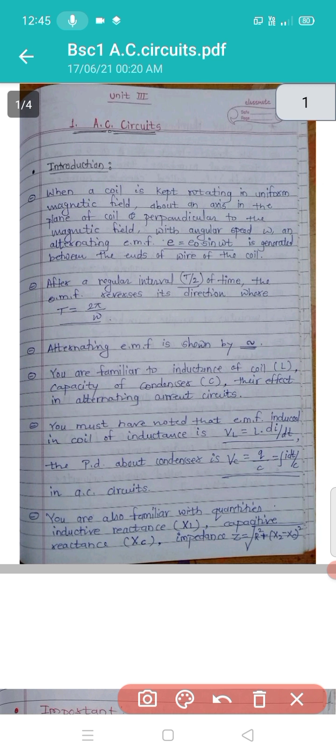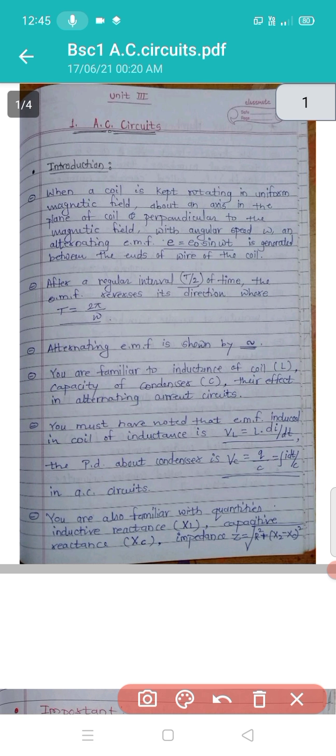See, in DC there is only one direction. In one direction the electric charges will flow. In AC, after a regular interval of time the electric charges reverse their direction. Reverses means it changes its direction to the opposite. AC is the flow of electric charge that periodically reverses its direction. If the source varies periodically, particularly sinusoidally, the circuit is known as an AC circuit.